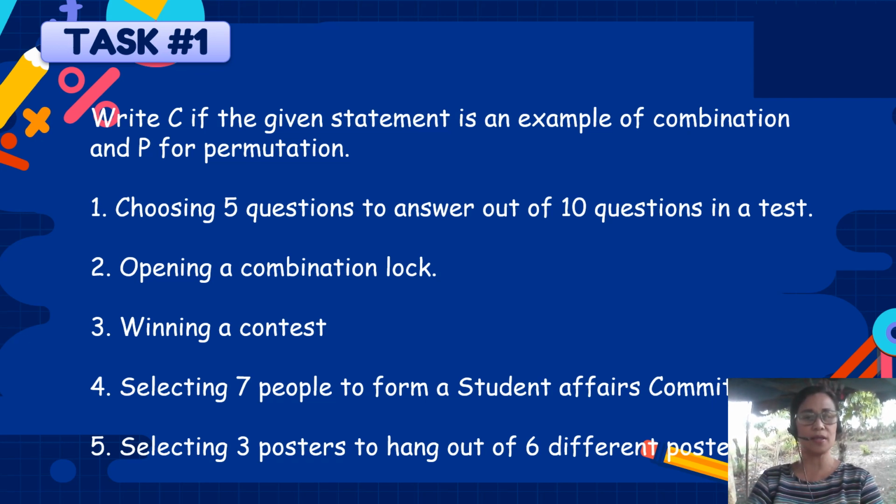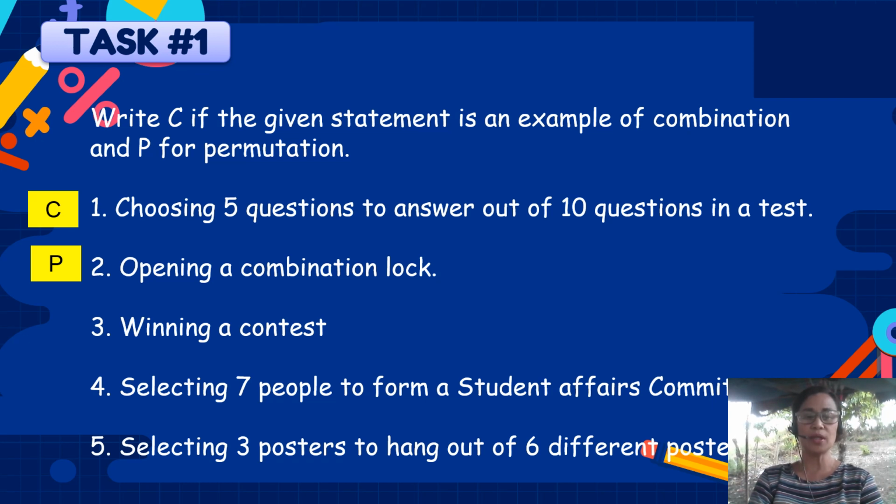Okay, so let's check now. Number 1, choosing 5 questions to answer out of 10 questions in a test. Of course, it's a combination. You have to choose only 5 out of 10. Number 2, opening a combination lock is a permutation because you cannot open a lock unless there is an order of appearance or order of the digits that you have to use.